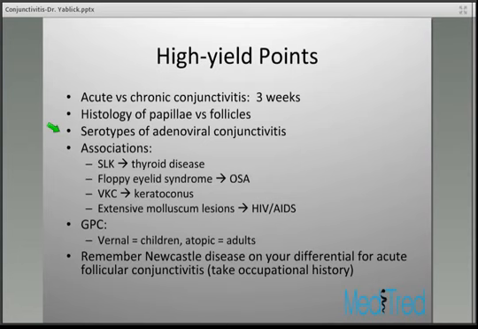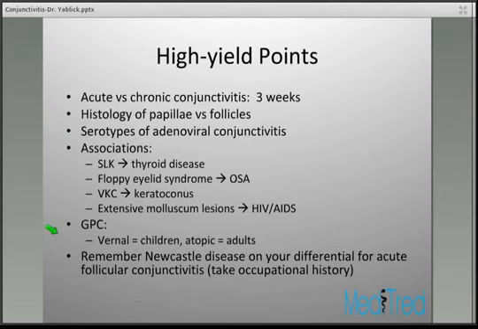Know about your systemic associations, because that's where you can really help the patient if you look at their eye and are able to diagnose a systemic condition. So for SLK, work them up for thyroid disease. For floppy eyelid syndrome, look into obstructive sleep apnea. For VKC, it's not really a systemic association, but it's a testable association with keratoconus. Remember, if you have extensive molluscum lesions, think about HIV and AIDS.